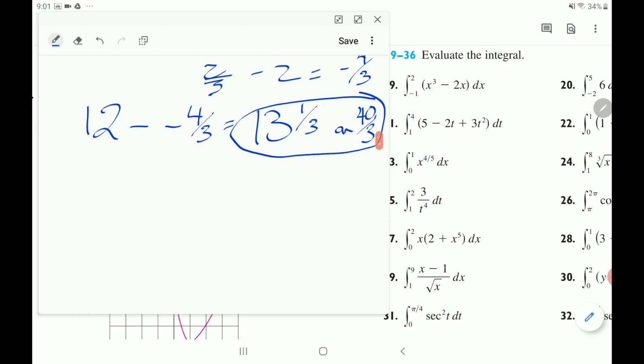All right. So we'll do one trig function. So let's see here.